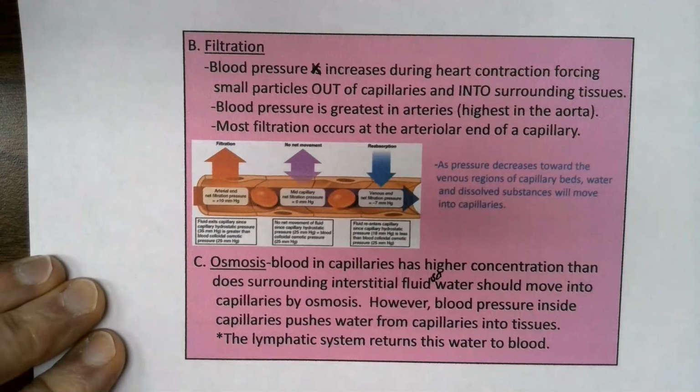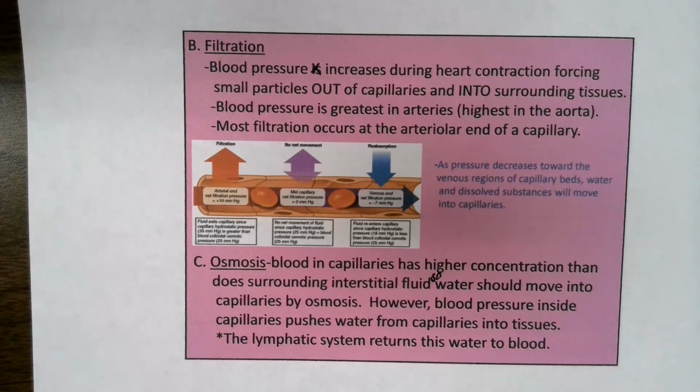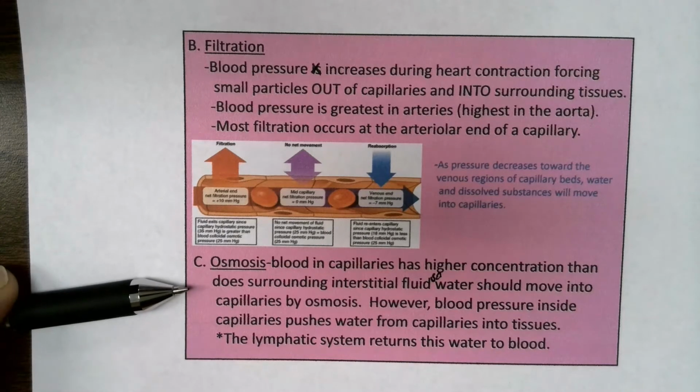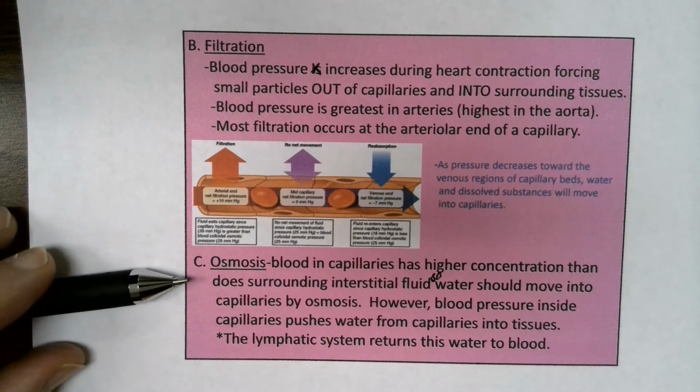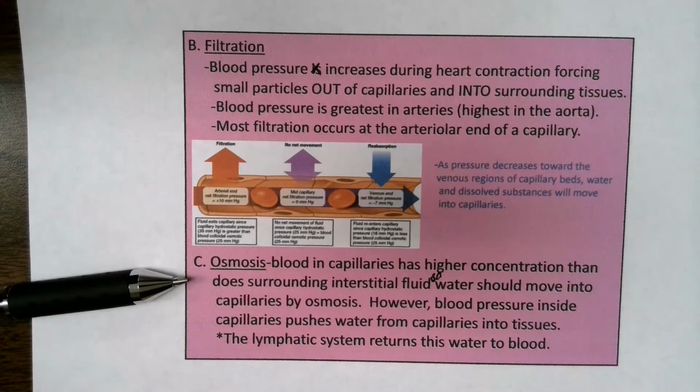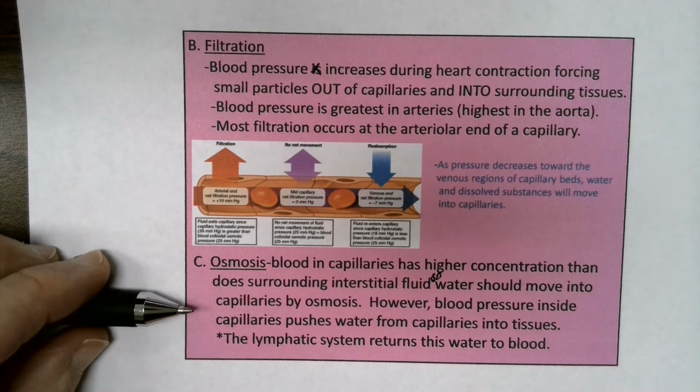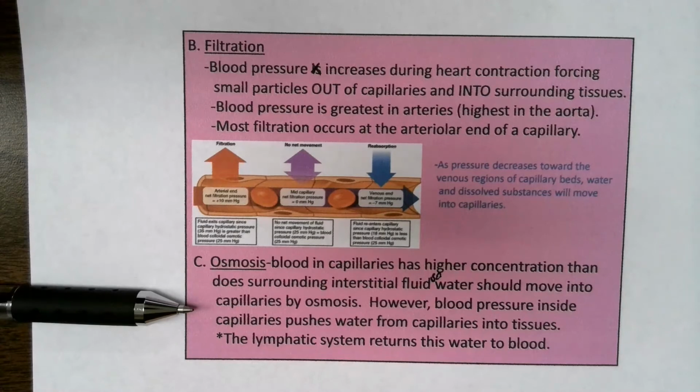All right, and then going back to biology, osmosis, if you remember, is the net movement of water from where water is more concentrated to where water is less concentrated. I inserted the word "so" there. You still can't really read that, but I just realized that was missing. This says that blood in capillaries is going to have a higher concentration of solutes than the surrounding interstitial fluid that bathes all of our tissues. So in theory, water should move into the capillaries from our tissues, from that interstitial fluid, by osmosis.